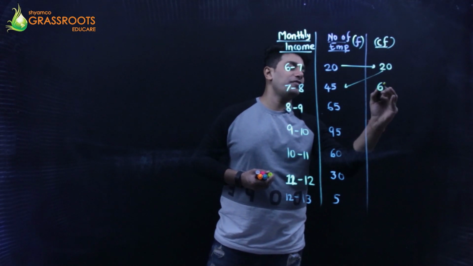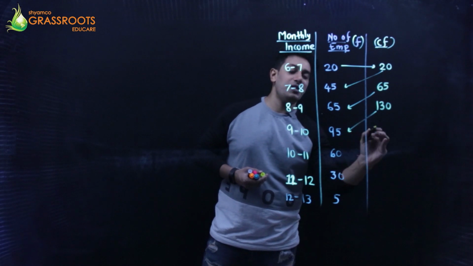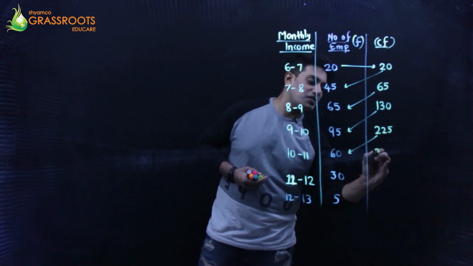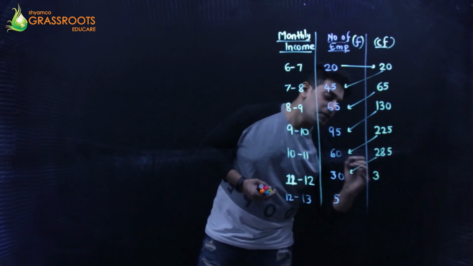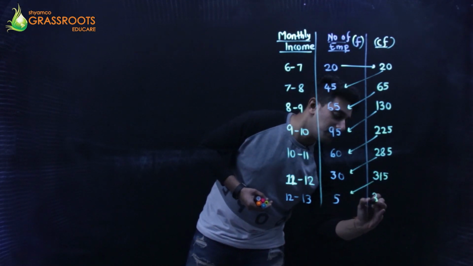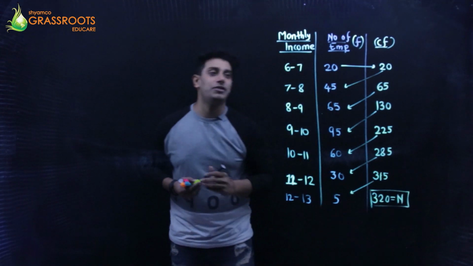20 plus 45, 65 plus 65, 130 plus 95, 225 plus 60, 285 plus 30. Now 295, 305, 315 plus 5. 320 should be your capital N, which is going to be even.